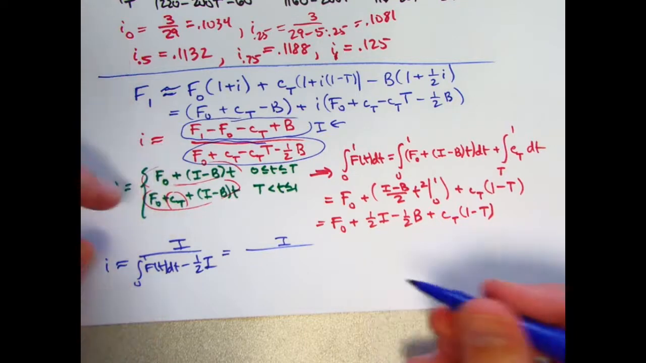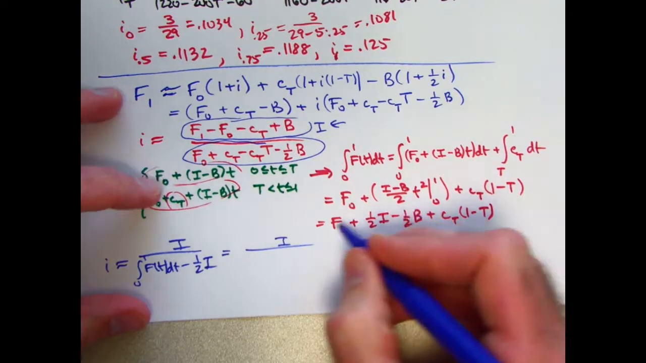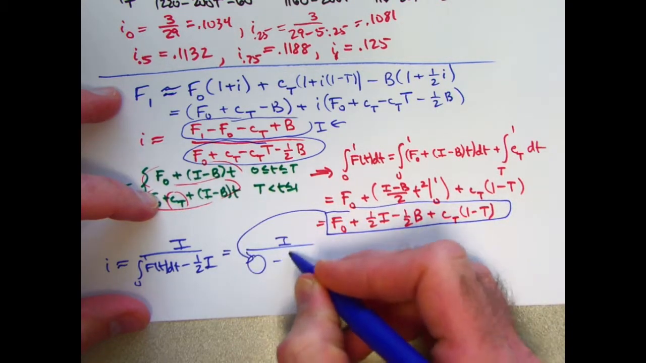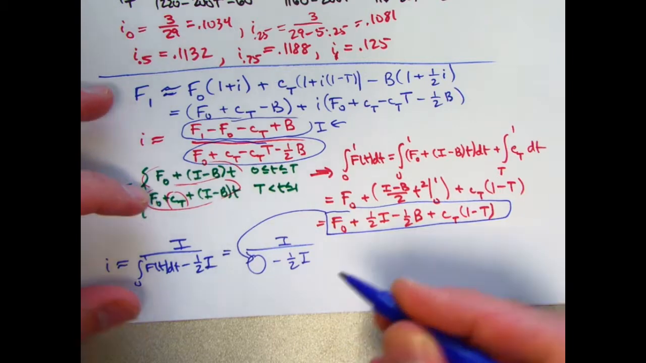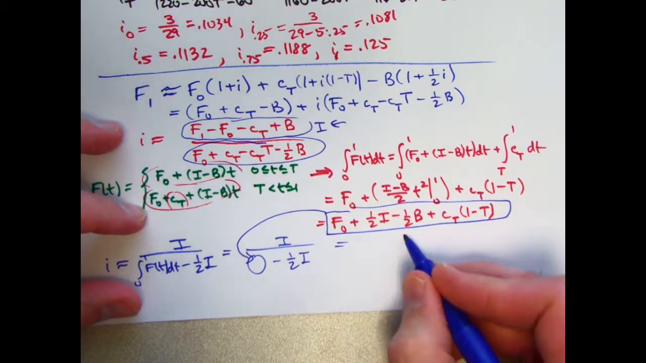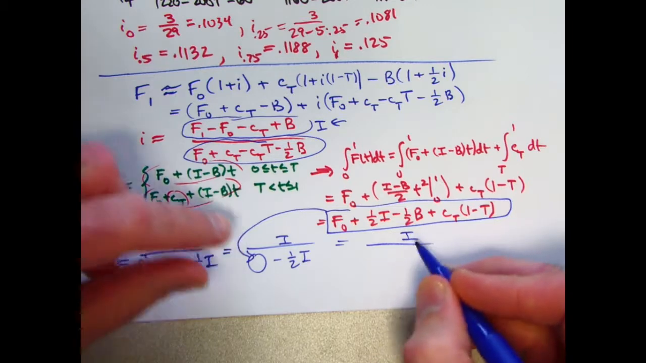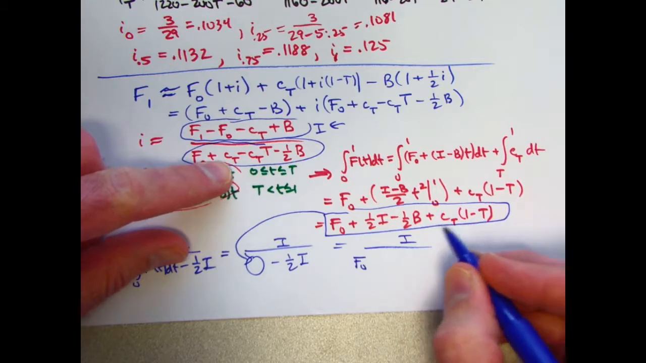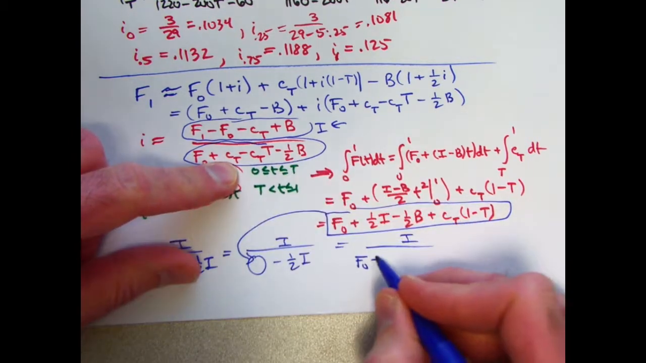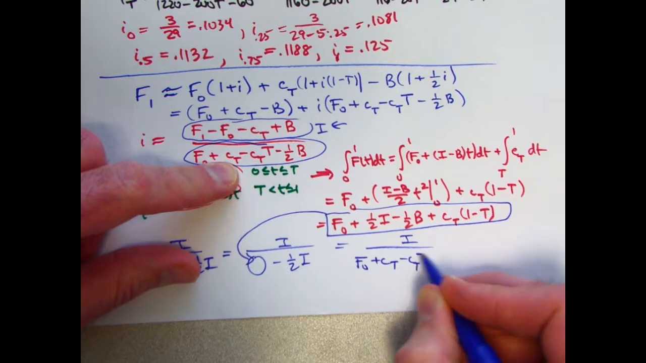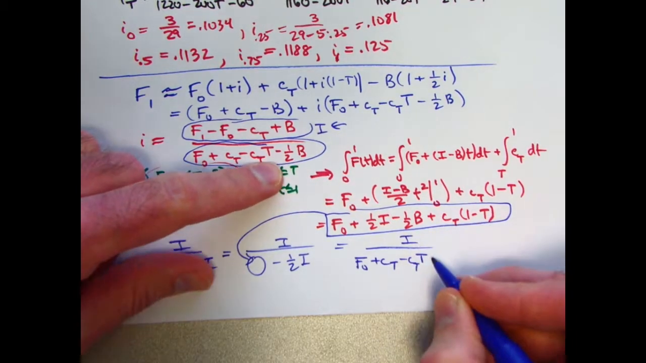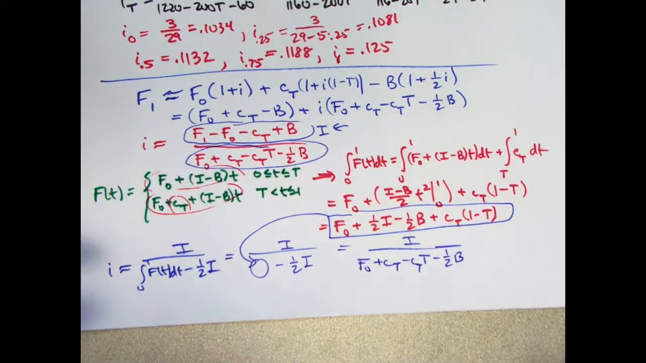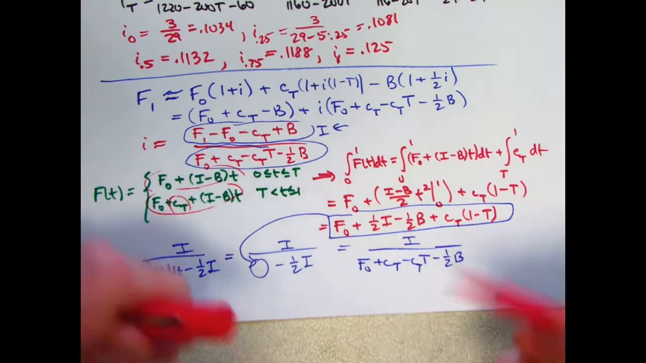Okay, so what do I have here? Actually, we can just look at these things to do it. This is the integral right there. So that goes right here. But then I have a minus 1/2 I. The minus 1/2 I's will cancel. So in the end, do I get a match? I have a capital I on top. I've got the F0. That matches that F0. I've got the C sub t times (1 minus T), which is the same as that, same as C sub t minus C sub t times t. And then I have a minus 1/2 B. Yay, this worked.